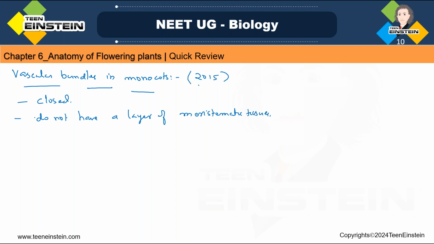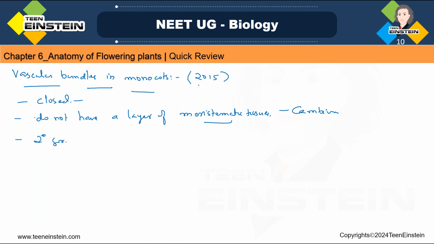Meristematic tissues, the layer of continuously dividing tissue, is the cambium. Monocots don't have a layer of cambium near the vascular bundles. Therefore, if they don't have a cambium or a layer of meristematic tissue, they are called closed type. That's why I said the vascular bundles in monocots are considered closed ones. Due to this condition, secondary growth is not seen in monocots.